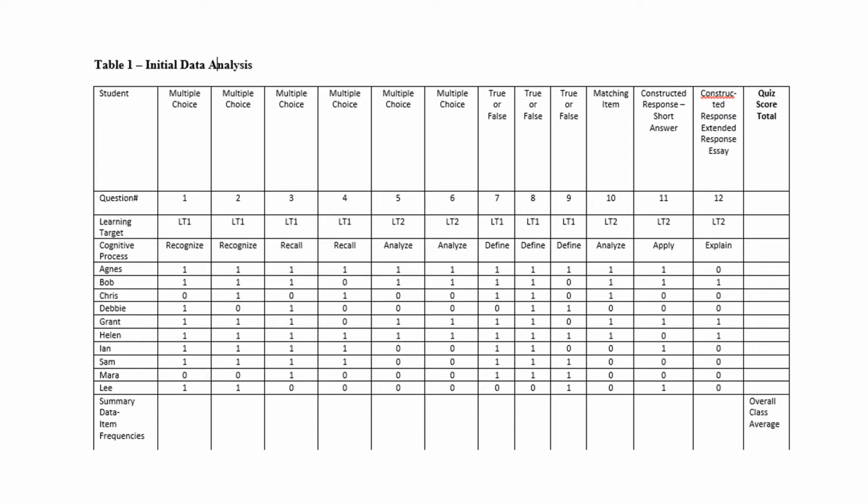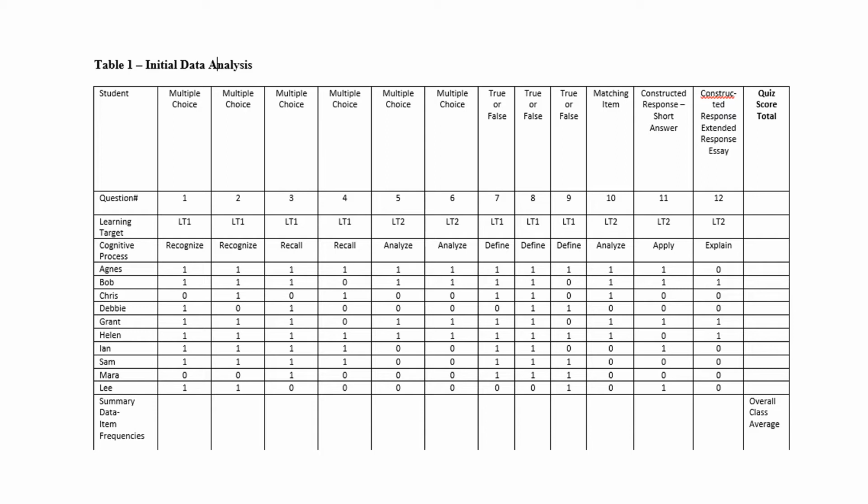Each question number, so you can see there were 12 questions, questions 1, 2, 3, 4, 5, 6, 7, 8, 9, 10, 11, 12. The learning target that each question was aligned with. So, for example, question 1, which was a multiple choice, was aligned with learning target 1. If you look over at question 5, which is a multiple choice, it was aligned with learning target 2. The cognitive process that each question was aligned with. So did it simply ask students to recognize information, to recall information, to analyze information, to define something, to apply skills, or to explain something?